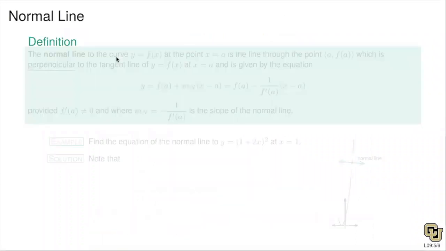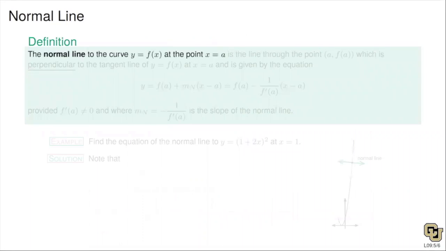So let me define the normal line, and then we'll see how much time we have. I might stop here. So just like we have a tangent line, there's a thing called a normal line. And I know the word is a little weird, the use of the phrase normal. I'll try and figure out exactly why they call it that.